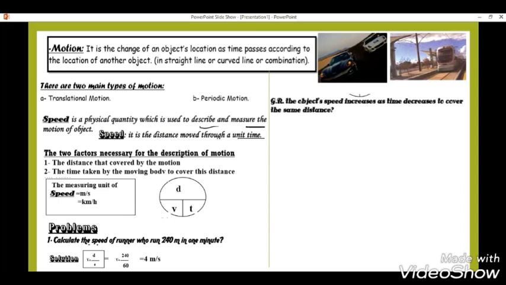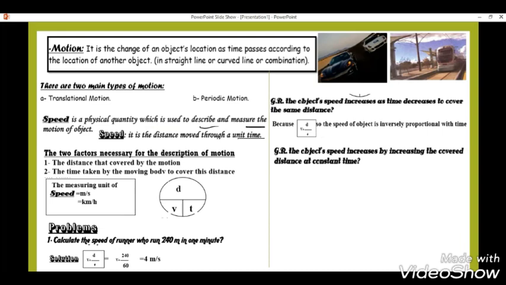Give reason: the object's speed increases as the time decreases. So between the speed and the time there is an inversely proportional relation. How? According to the law, we write the law of the speed, V equals D divided by T. So the speed of the object is inversely proportional to the time.